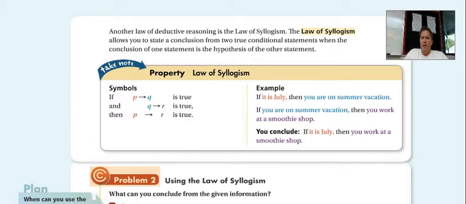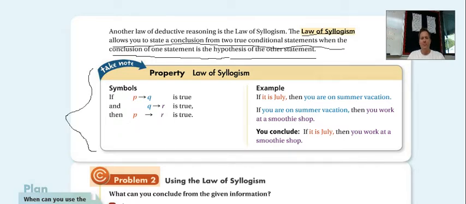Alright, so another part of deductive reasoning is the law of syllogism. So we're going to write the definition right here, the law of syllogism. It allows you to state a conclusion from two true conditional statements when the conclusion of one statement is the hypothesis of the other statement. Alright, okay.